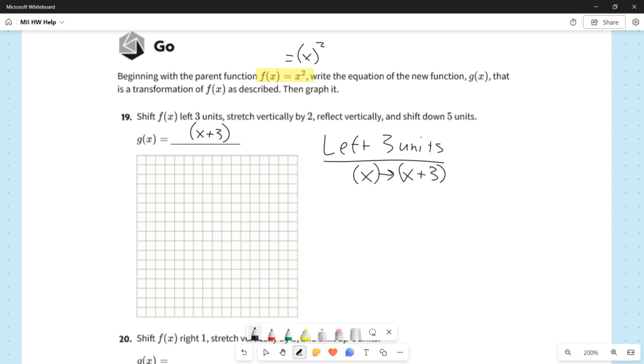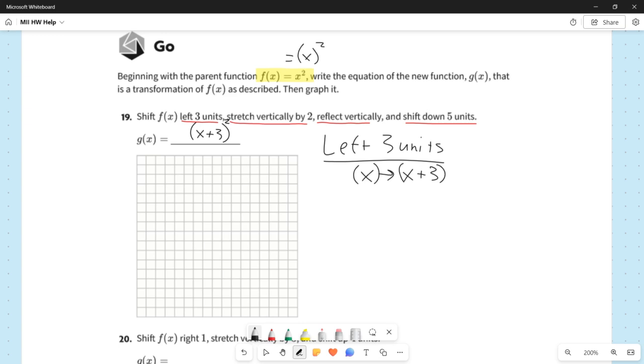Then we stretch vertically. I guess I should underline each piece here. So left 3 units, stretch vertically by 2, reflect vertically, shift down 5 units. So we've already shifted it left 3 units. Oh, and we need the squared. I almost forgot about that. That squared is definitely still there. Otherwise, we don't have a parabola, and it's way off. So it's parentheses x plus 3 squared.